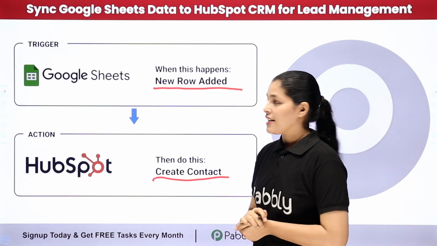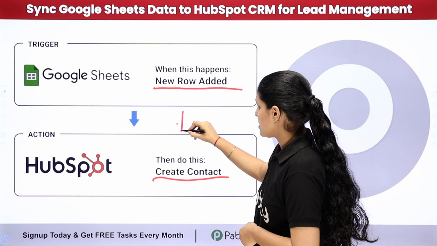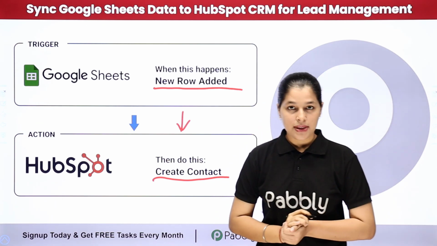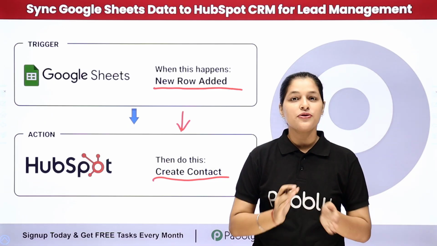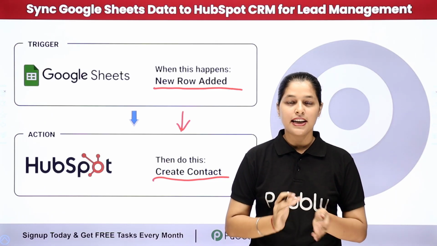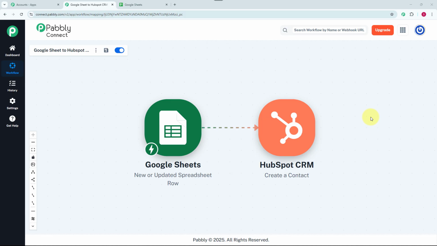And for building this connection between Google Sheets and HubSpot CRM, I am going to use Pabbly Connect, which is an amazing automation and integration platform. So if you also want to build this automation, then let me take you to my screen. Welcome to my screen. Alright, let's build the setup now.